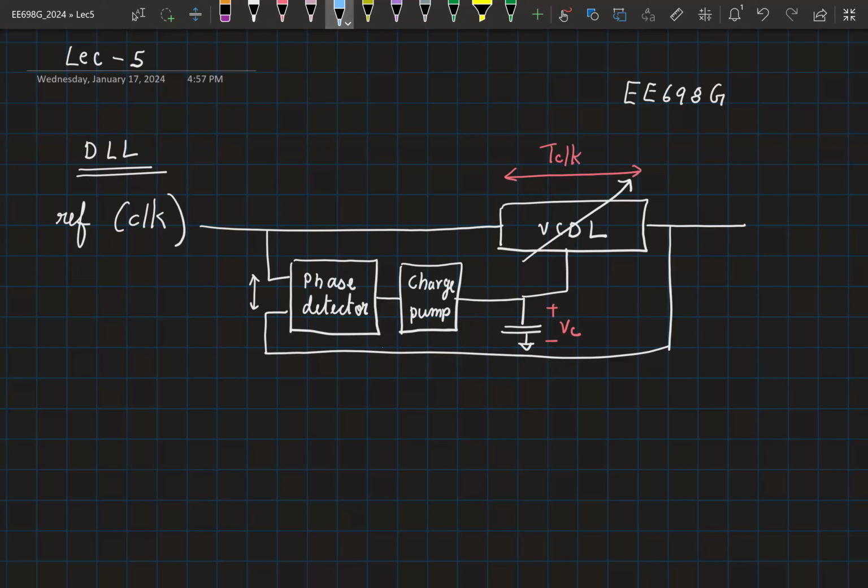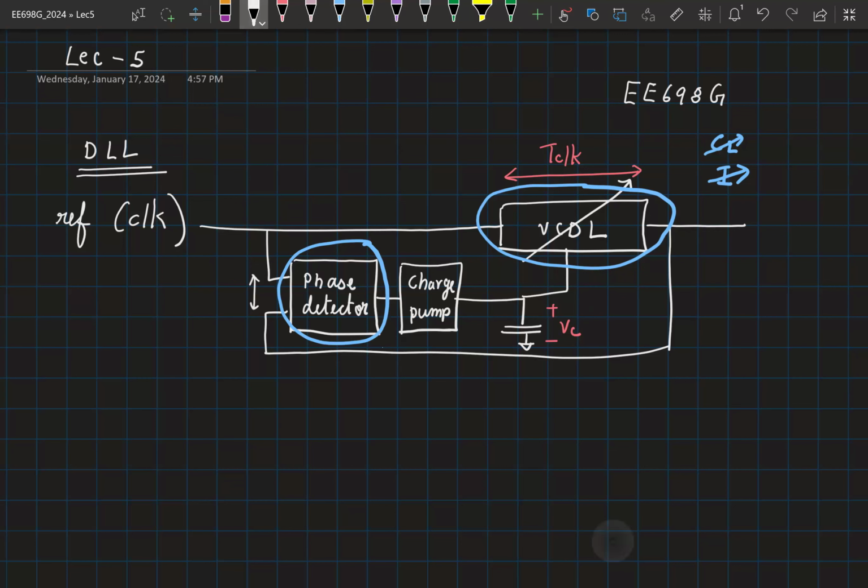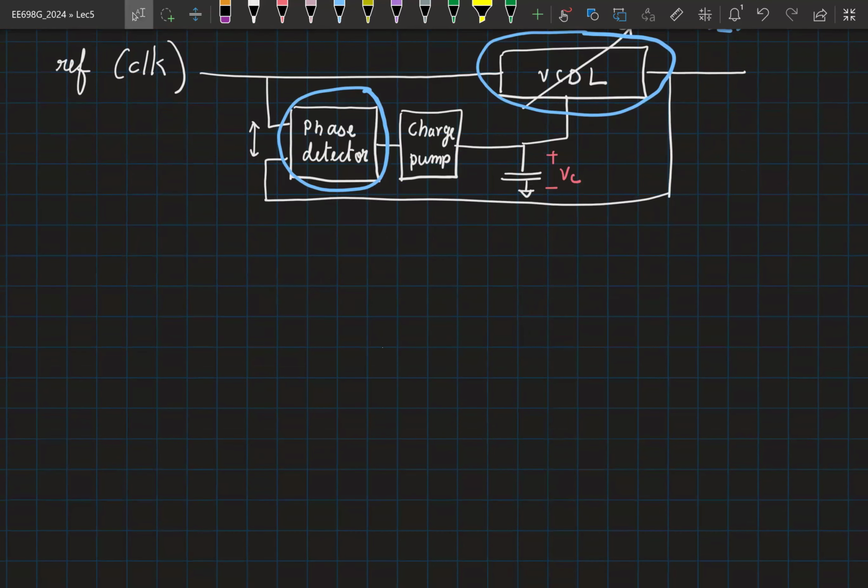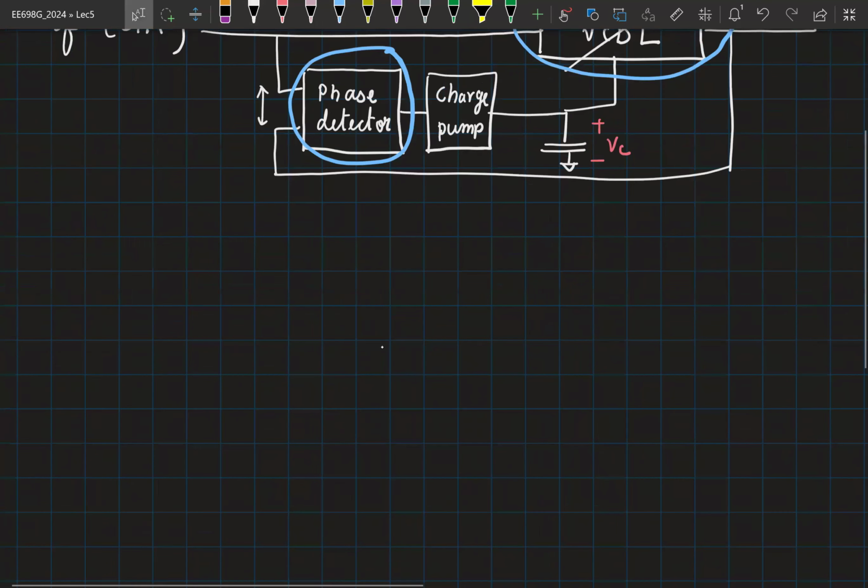So initially, we spent some time trying to understand how a VCDL can be implemented. We saw that two ways to tune the delay is to either tune the capacitance or you tune the charging and discharging currents. So you tune one of them and you can achieve a tunable delay. Now we are focusing our attention on the phase detector, right? And what is the first phase detector that we saw? We saw a multiplier-based PD.